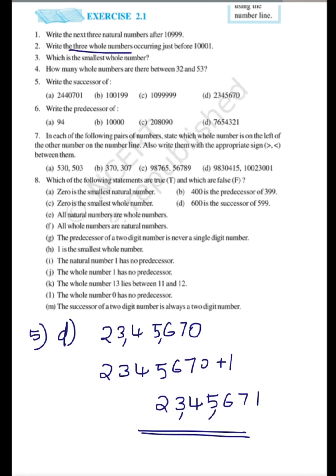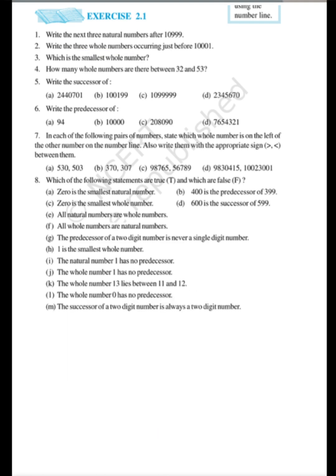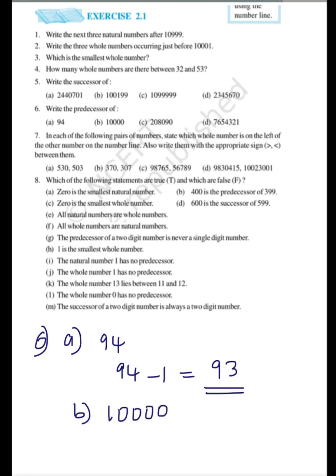Now the sixth question. Let's see the sixth question. You need to find the predecessor. Predecessor of 94. How will you find the predecessor of 94? You need to just subtract 1 from this 94. Then you will get the predecessor as 93. It's easy. Now what is B? B is 10,000. You need to find the predecessor of 10,000. So what will you do? Subtract 1 from this 10,000. Then you will get the answer as what?